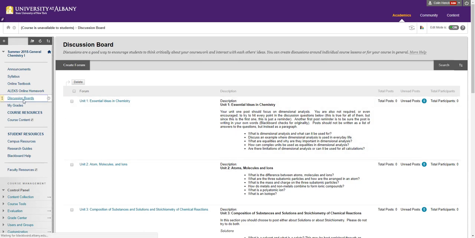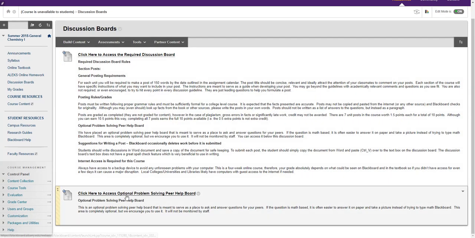The other thing I want to show you in the discussion boards is we have this optional problem solving peer discussion board. And here we suggest that you might ask questions of your peers. Those questions might be mathematical in nature or maybe not. And then peers can log in and other classmates can log in and try to answer those questions. If it's a mathematical question, I would suggest writing out the answer on a piece of paper, taking a picture of that piece of paper, and then uploading the picture.